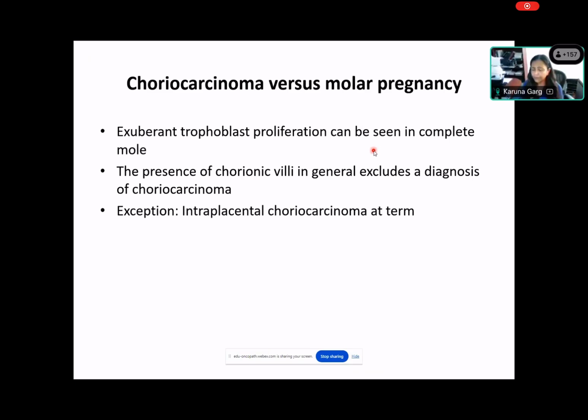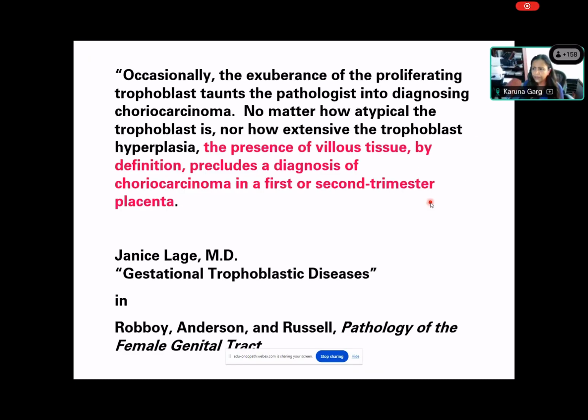You can see a very, very exuberant trophoblastic proliferation when you have a molar pregnancy. And again, the basic message for this case is if you see chorionic villi, in general, that excludes a diagnosis of choriocarcinoma. Again, the exception is intraplacental choriocarcinoma at term pregnancy, which is a very different clinical scenario. So this is a line I've lifted from a textbook, but basically what it's telling you is that if you see villi, basically in the first or second trimester placenta, you know you're not dealing with a choriocarcinoma.